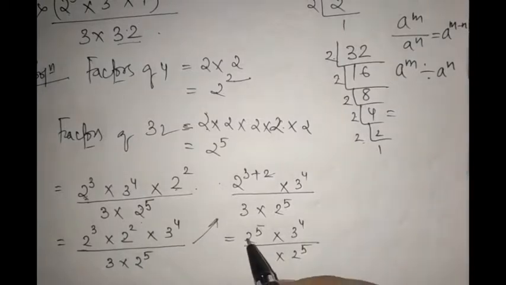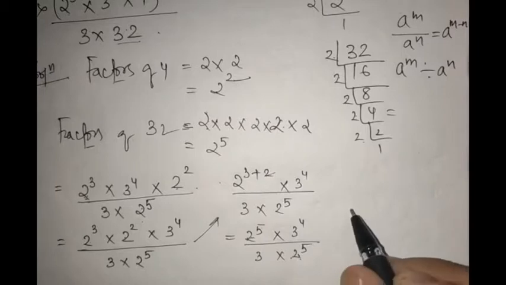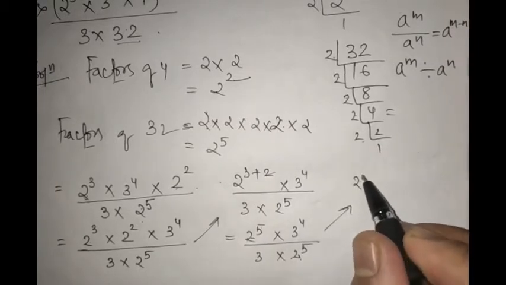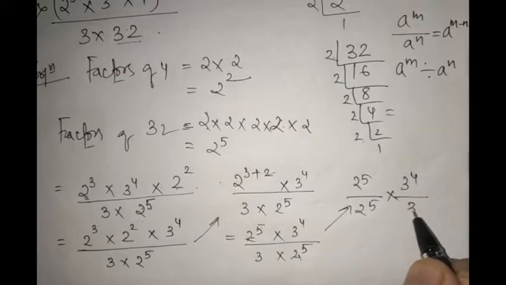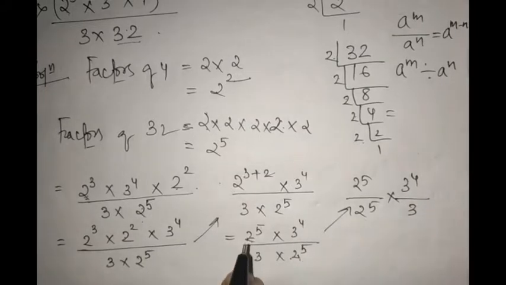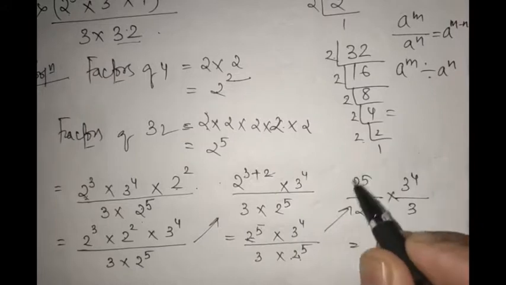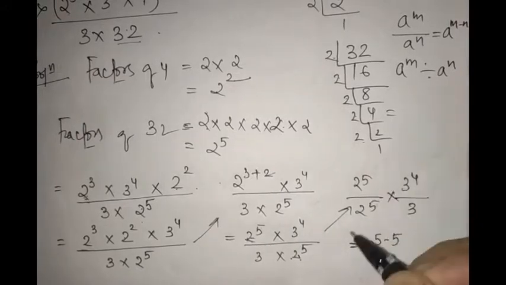So if I write this 2 to the power 5 by 2 to the power 5 into 3 to the power 4 by 3, will it be okay? Yes, I can do this. Why not? I have just exchanged this. 2 to the power 5 I brought here and 3 I brought here. So now whenever you have the same base and there is a division sign, what will happen? 5 minus 5, or simply you can cut this part.